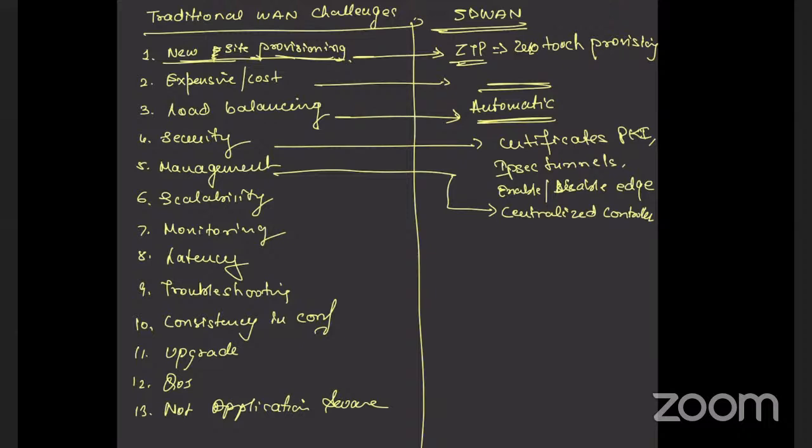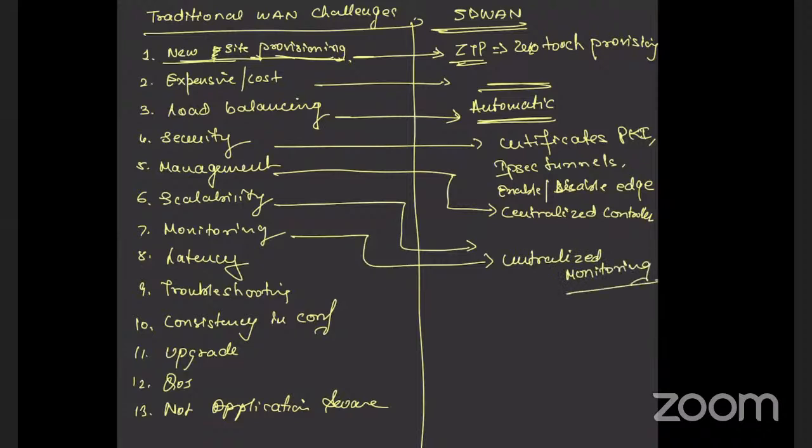Scalability: you can add a new site in very little time with the ZTP process, and again, you can scale as much as you want. It will be added in your centralized management controller, from where you can do whatever you want. Your monitoring is also on the centralized controller, so you don't need any third-party tool to do the monitoring for you. The whole monitoring is there in the centralized controller.